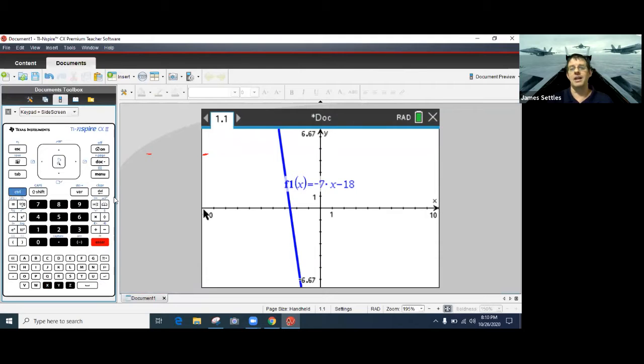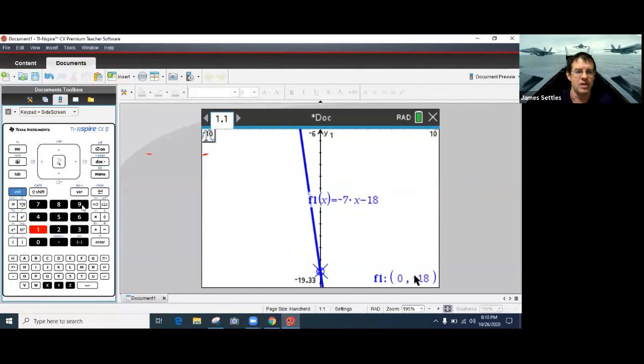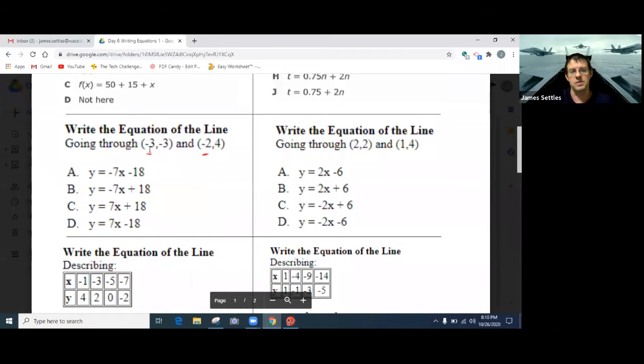All right, now I need the point to pop up down here. So how do I get that point to pop up? Menu 5.1. Menu 5.1 is our tracer, but it makes this point pop up right here, and that's what we're interested in. So now we need to check these points.